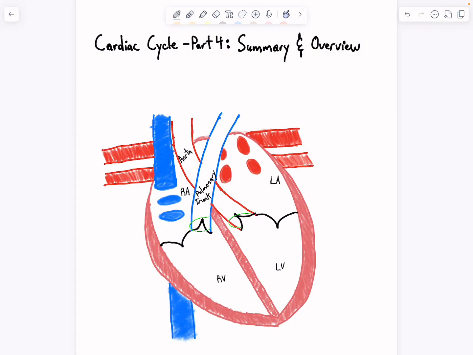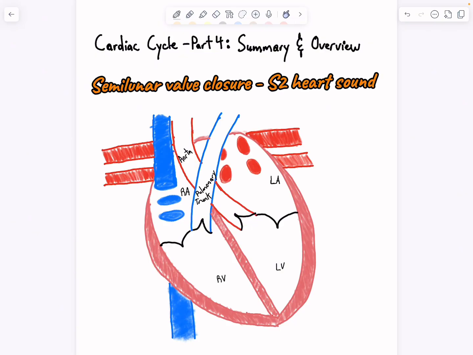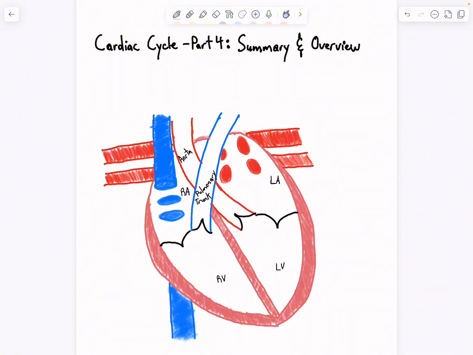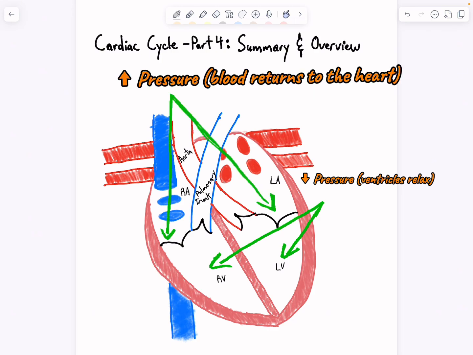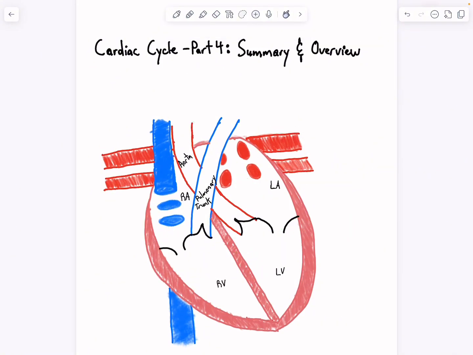As soon as ventricular pressure drops below the pressure in the aorta and pulmonary artery, the semilunar valves close. This produces the second heart sound, S2. At this moment, both the AV and semilunar valves are closed again. This is isovolumetric relaxation. The ventricles are relaxing, but volume hasn't changed yet. As relaxation continues, ventricular pressure eventually falls below atrial pressure. This opens the AV valves again, and the cycle restarts with the next phase of ventricular filling.